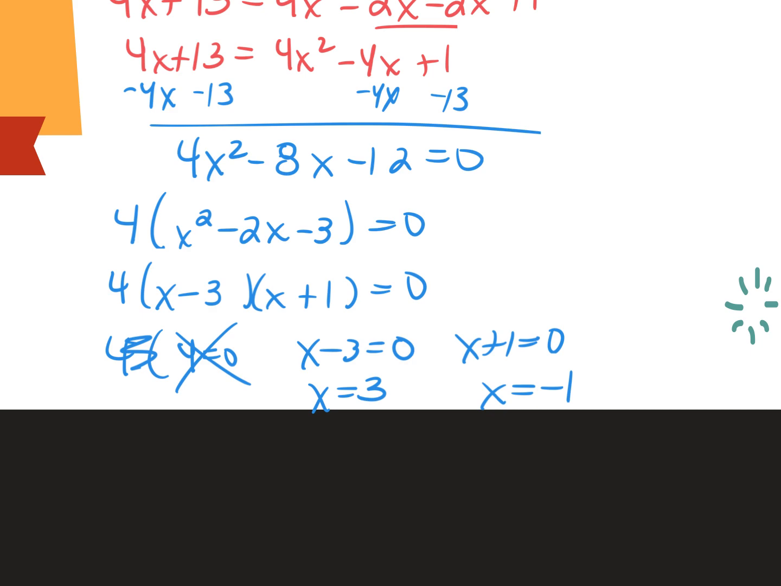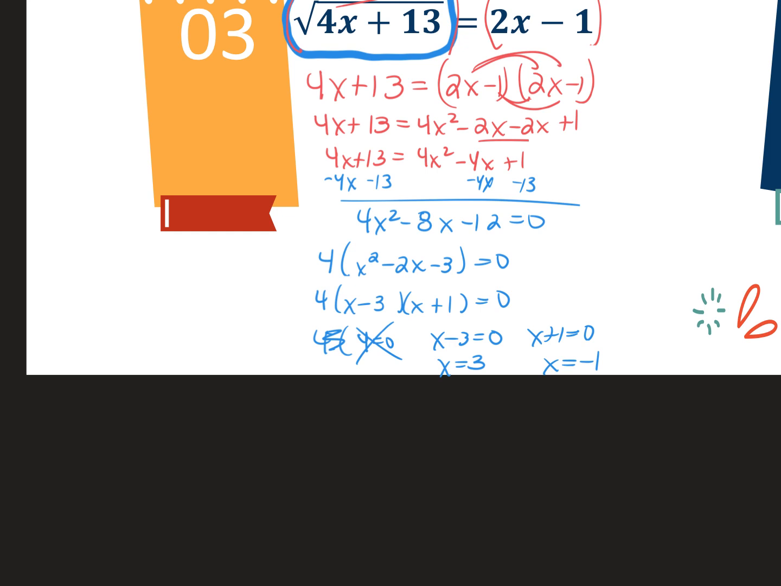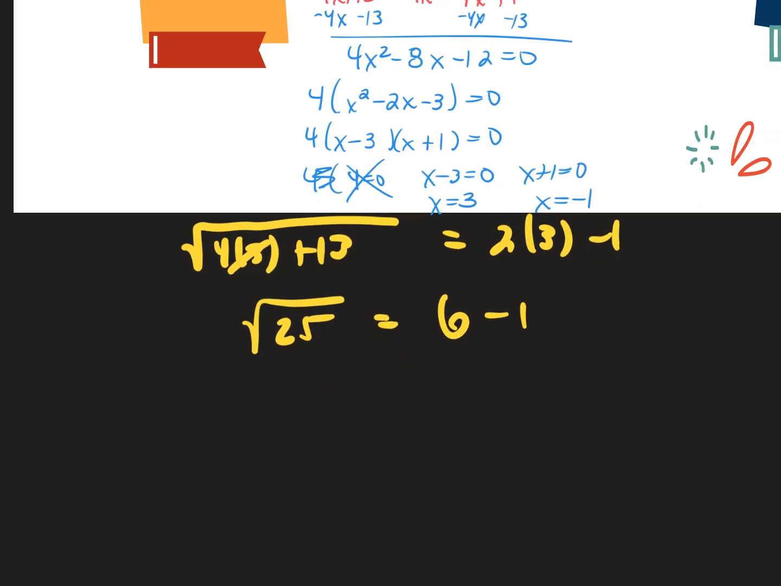Now what do we need to do, guys? We need to plug back into the original and check. So I'm going to try 3 first. I have the square root of 4 times 3 plus 13 equals 2 times 3 minus 1. So this is 12 plus 13, that's the square root of 25, equals 6 minus 1. So the square root of 25 is 5, equals 6 minus 1 is 5. So yes, x equals 3 is a solution, it's a valid solution.